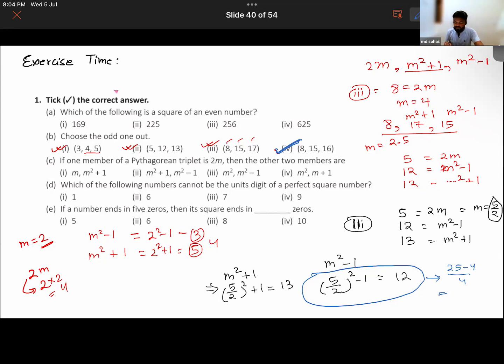It's going to be 25 upon 4 minus 1. So that's why it is not equal, because it becomes 25 minus 4 upon 4, that is 21 upon 4, which is clearly not equal to 12. Hence, we have got two answers here. Even option number 2 is the odd one here.